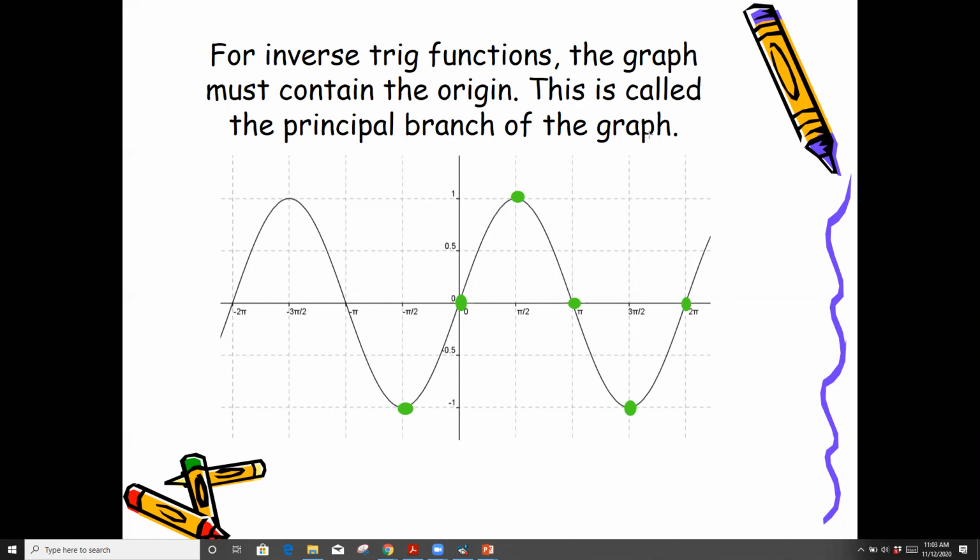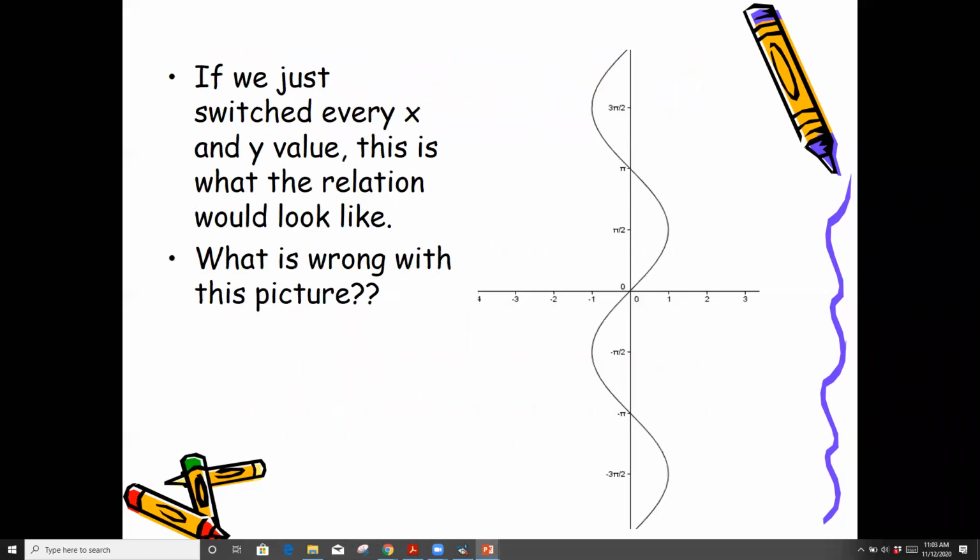And if we do that, we see that the graph will look like that. All right, so it got reflected over the line y equals x. So that's what it looks like. If we switched every x and y value, this is what the relation would look like. But what's wrong with this picture?